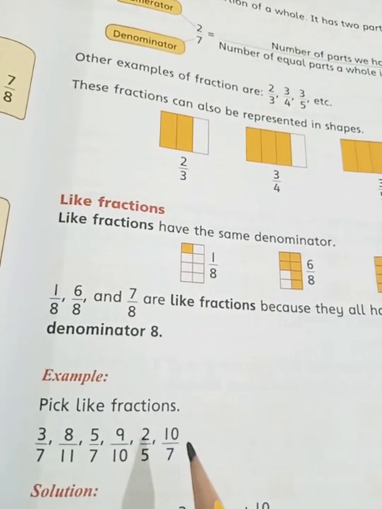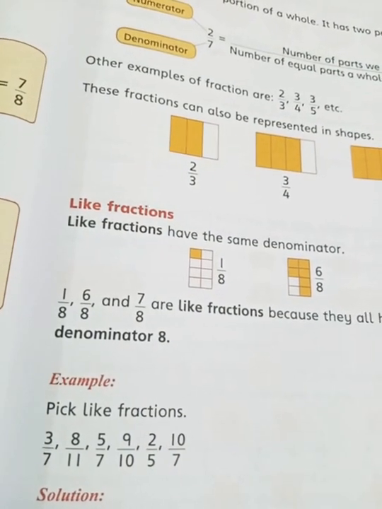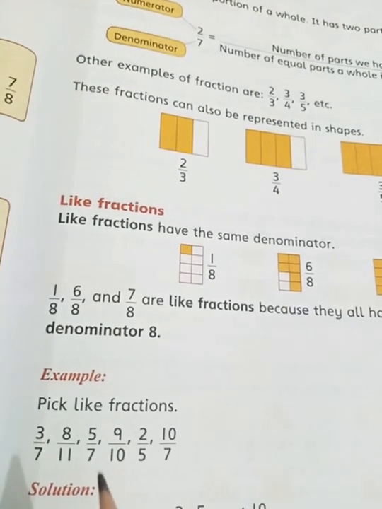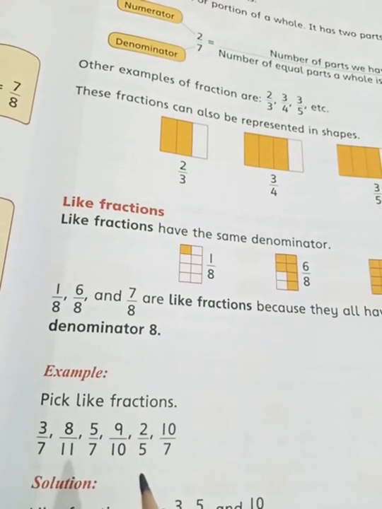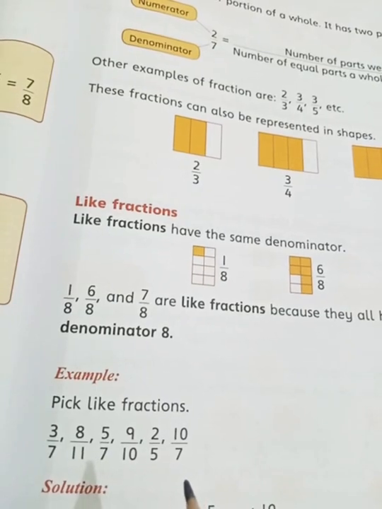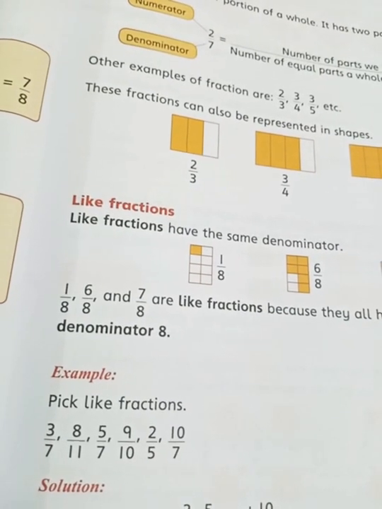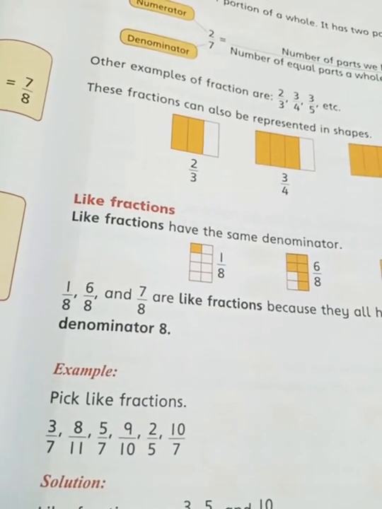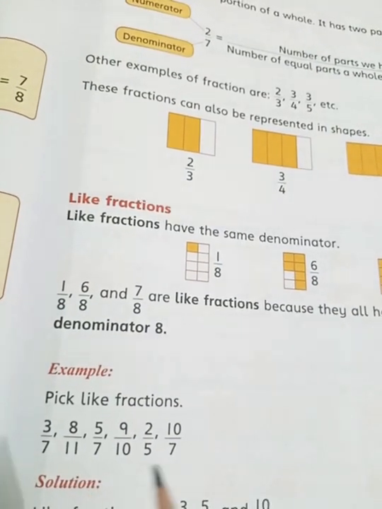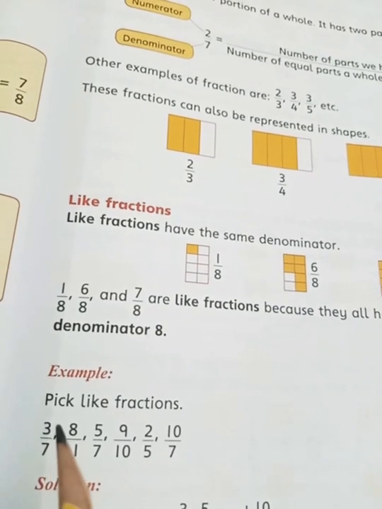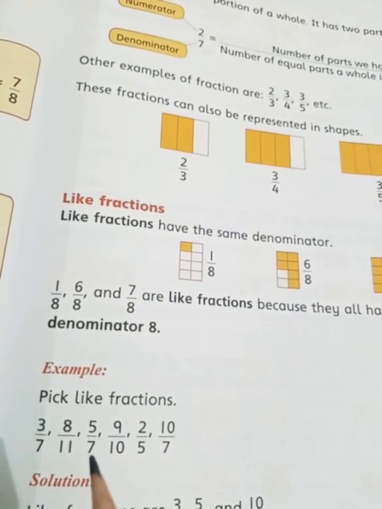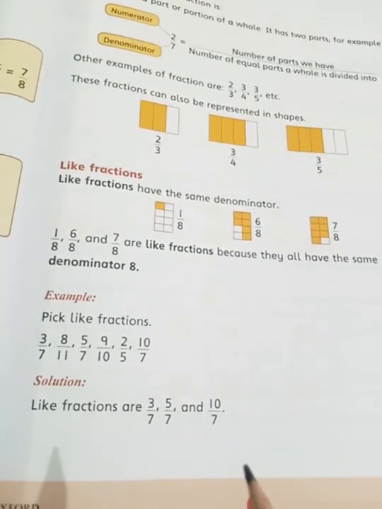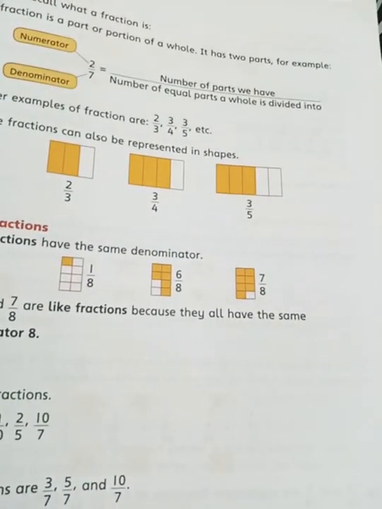Now example, pick like fractions. Here you have some fractions and you have to pick like fractions. 3 upon 7, 8 upon 11, 5 upon 7, 9 upon 10, 2 upon 5 and 10 upon 7. Now can you tell which are the like fractions? Yes, keeping the definition in your mind that like fractions are those fractions which have same denominator. So here 3 upon 7, 5 upon 7 and 10 upon 7. These are the like fractions.